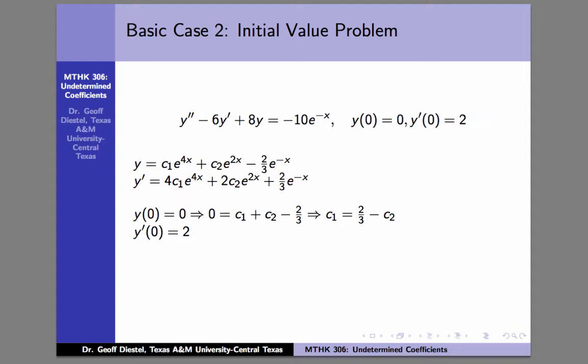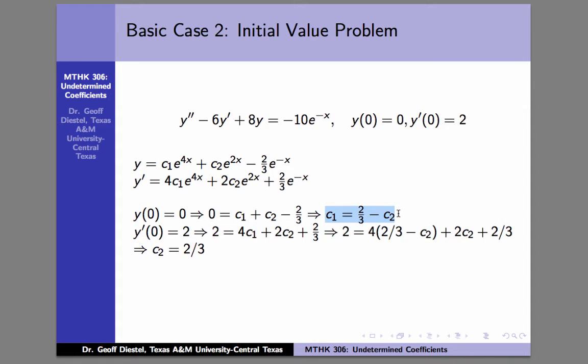So the derivative of y at x equals 0 is equal to 2. So we plug that into our equation for y prime, and we get 2 is equal to 4c1 plus 2c2 plus 2/3. But we know that c1 is just an expression involving c2, so we can plug that in. And now we just have an equation involving only c2. And that's easy to solve, and we can see that c2 is just 2/3 from that. Now that we have c2 is 2/3, we can go back to the first equation, plug that in to see what c1 is, and we see that c1 is 0.